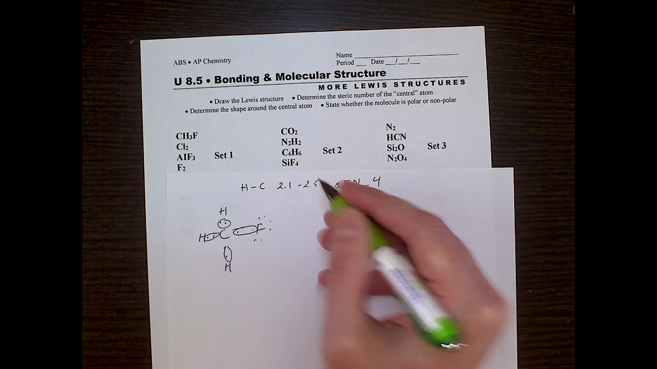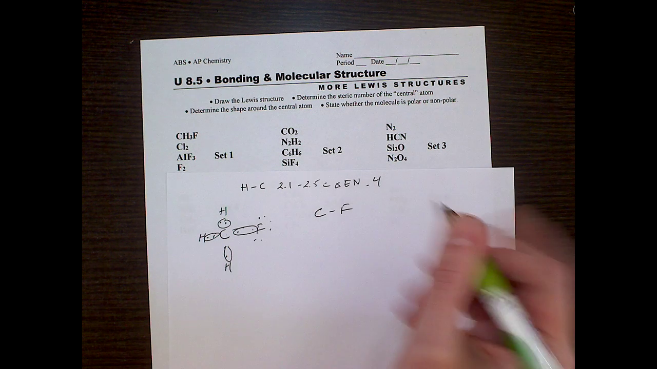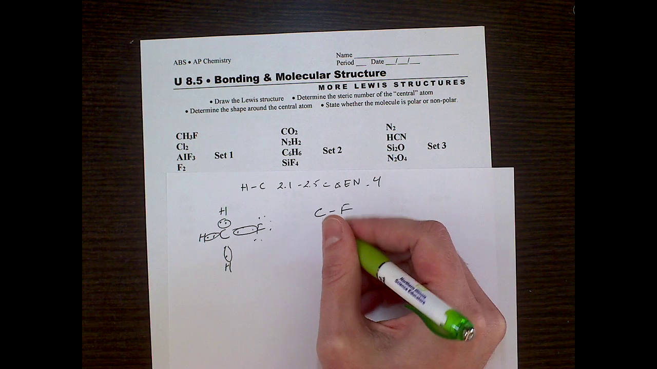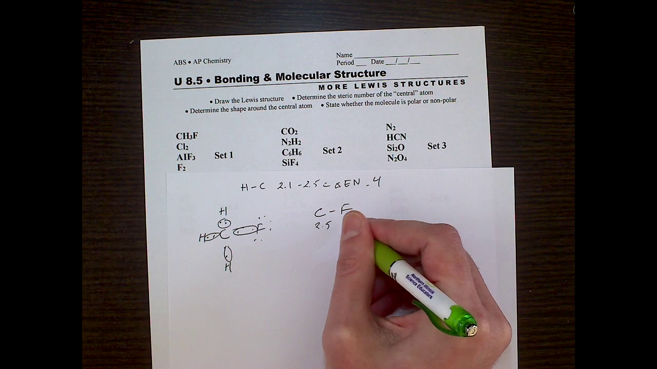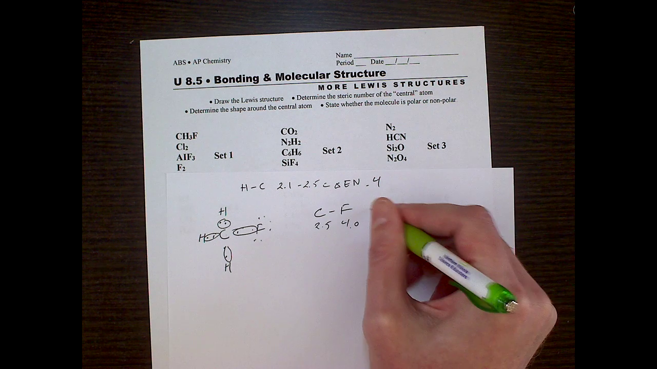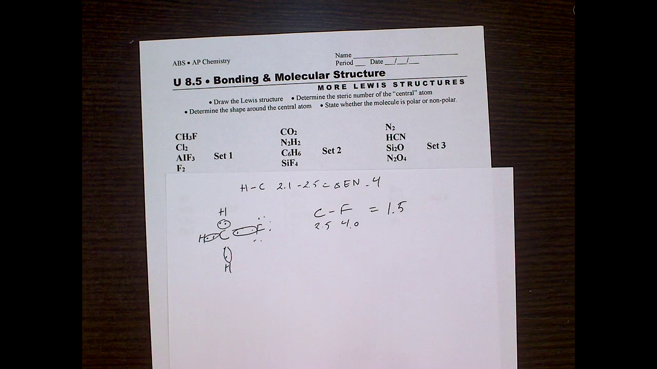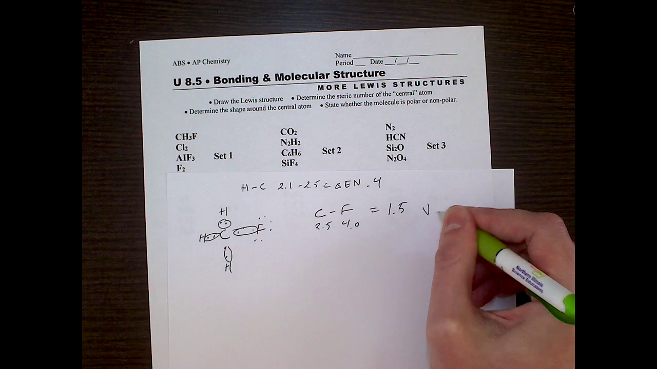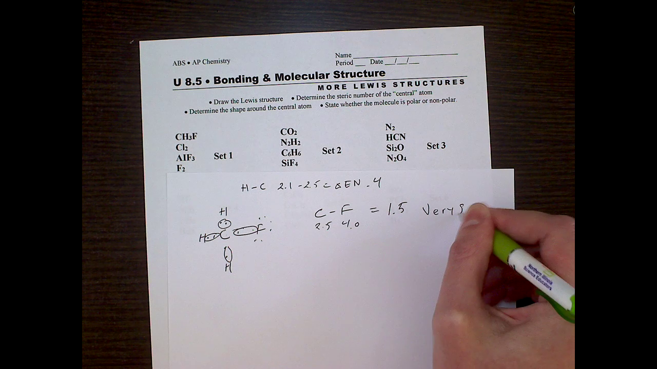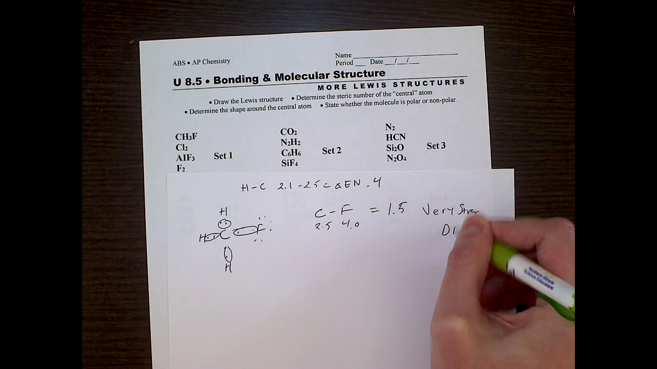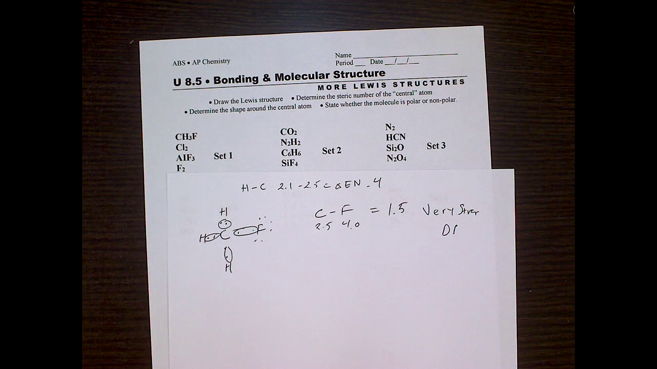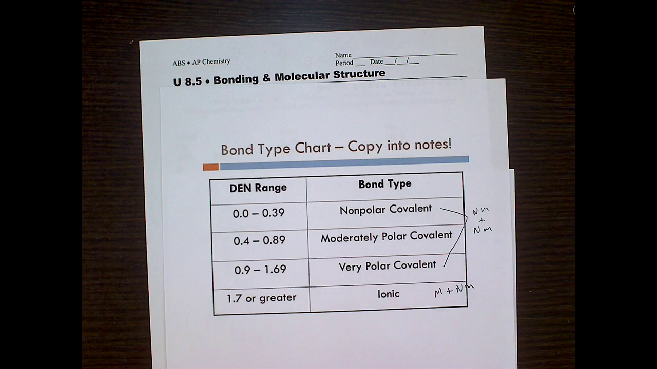Now, as a contrast, carbon to fluorine, okay, carbon, that's our 2.5, and fluorine is 4.0, okay? That equals a difference of 1.5, okay? That is very strong. This is a very strong dipole, okay? And we see that difference listed in our chart, okay? So when we were looking at our range, it's a very polar covalent type bond.